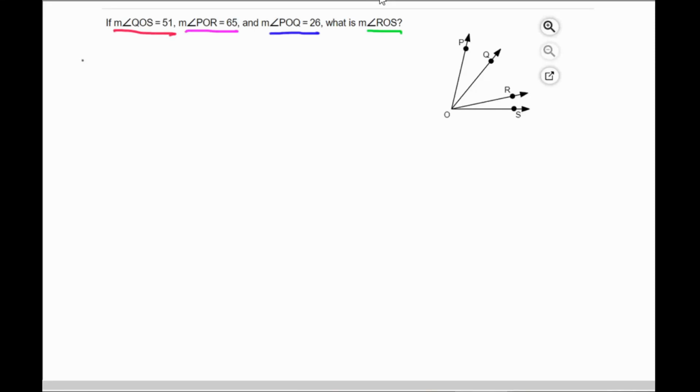All right, let's look at this one. I have, if the measure of angle QOS is 51, the measure of angle POR is 65, and the measure of angle POQ is 26, what is the measure of angle ROS?